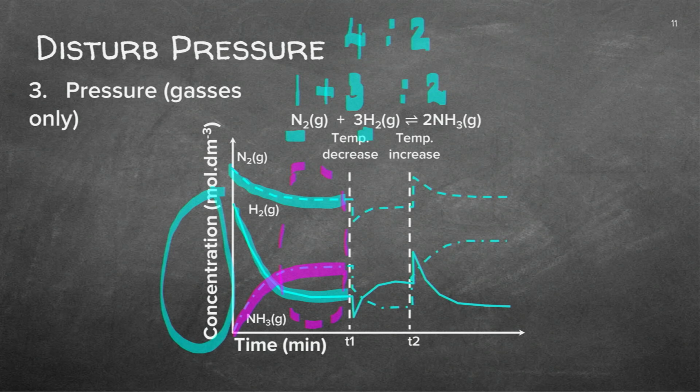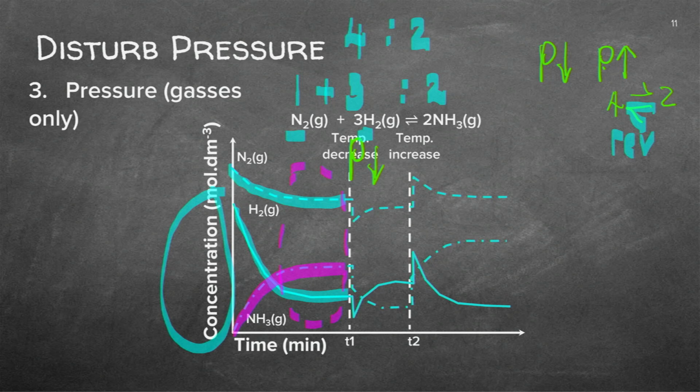I am now decreasing the pressure. So I'm taking down the pressure. If you take down the pressure, it wants to increase the pressure. Which of the reactions will increase the pressure? 4 to 2 or 2 to 4. You are correct if you say 4 to 2, so it is the reverse reaction.